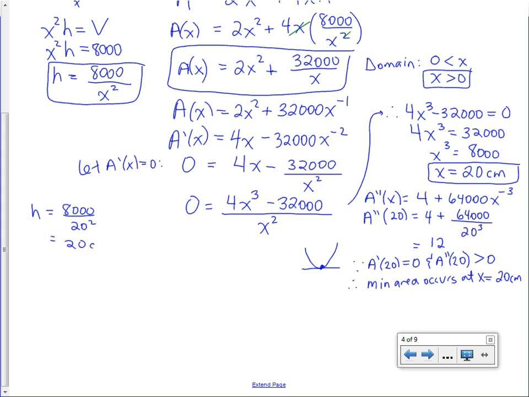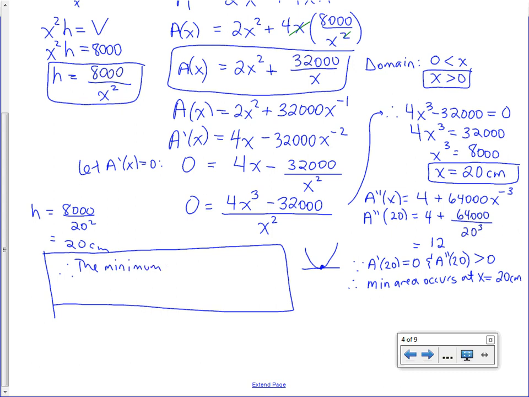Okay, so therefore, this is my ultimate conclusion: the minimum area occurs when the dimensions are, this time I think we can get away with just saying them like we normally state dimensions, 20 centimeters by 20 centimeters by 20 centimeters. So again, what's shown up again, that the optimal 3D box is what shape? It's a 20 by 20 by 20 cube.